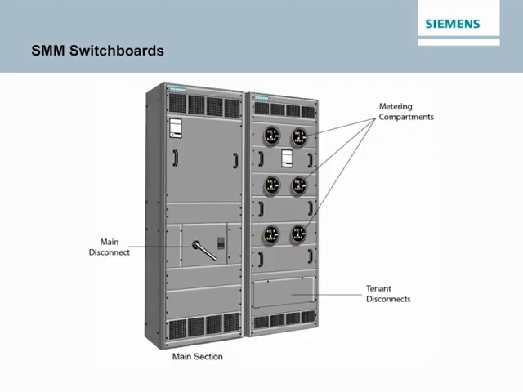Siemens multi-metering switchboards are designed for applications where multiple utility meters are required. These applications include shopping centers, office buildings, and other buildings with multiple tenants. Siemens offers two types of multi-metering switchboards, SMM and MMS. Siemens SMM switchboards are designed to meet USERC specifications.